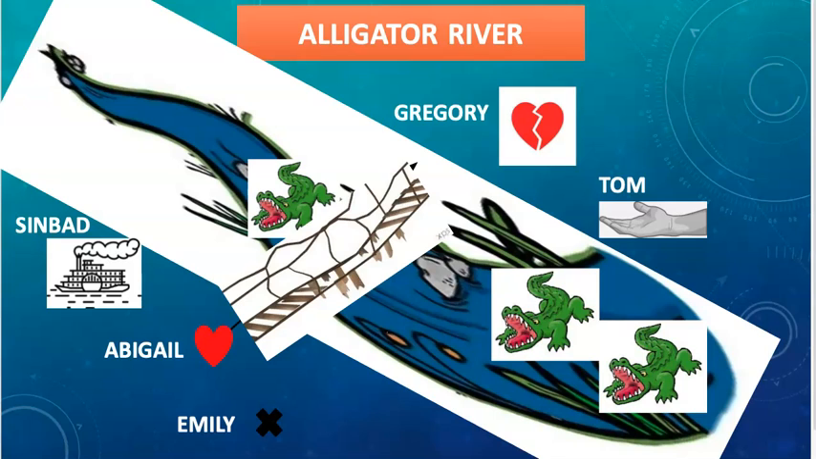Once upon a time, there was a woman named Abigail who was in love with a man named Gregory. Gregory lived on the shore of a river. Abigail lived on the opposite shore of the river. The river which separated the two lovers was teeming with man-eating alligators. Abigail wanted to cross the river to be with Gregory.